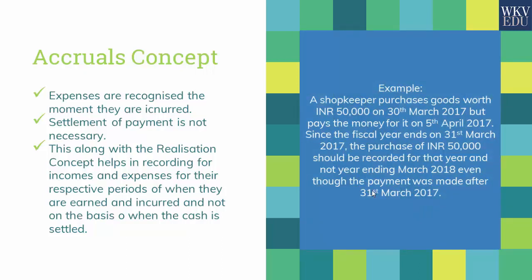Carrying forward that example, a shopkeeper, instead of now selling, purchases goods worth 50,000 on 30th March 2017, but pays the money for it on 5th April 2017. Like we did in the previous example, we included the revenue of 50,000 rupees for the financial year ending March 2017. Similarly, over here, we will include a purchase of rupees 50,000 in March 2017 and not March 2018, irrespective of the fact that the payment was made in fiscal year 2018. Right?